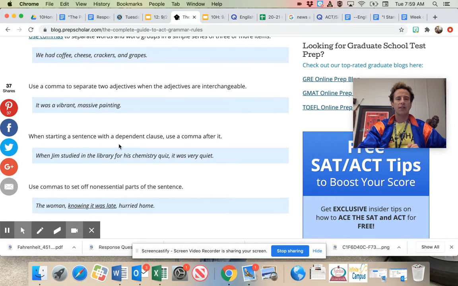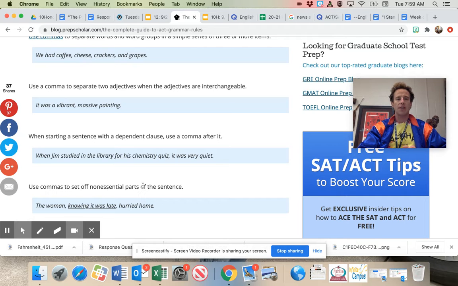When starting a sentence with a dependent clause, use a comma after that. So you can tell and identify dependent clauses. Dependent clauses means it can't stand by itself. If you just took the dependent clause, it would not be a complete sentence, and so it's dependent on the other portion of the sentence. When, before, because, if, those are all clues that this is going to be a dependent clause. When Jim studied in the library for his chemistry quiz, comma, it was very quiet.